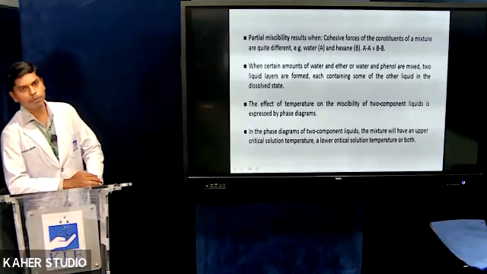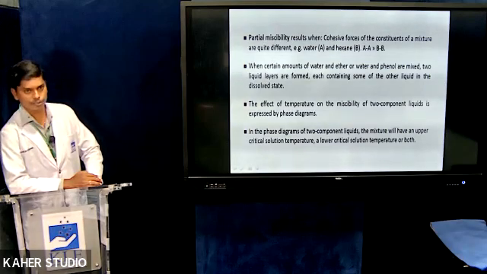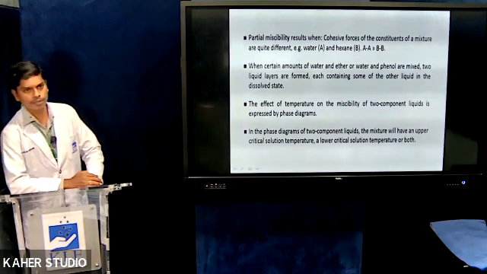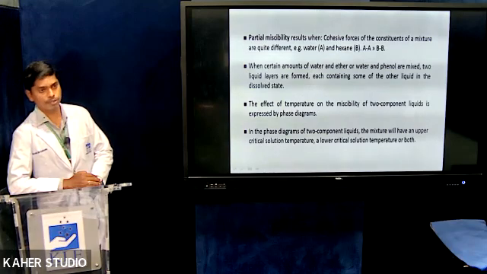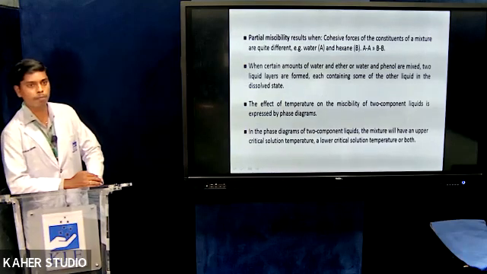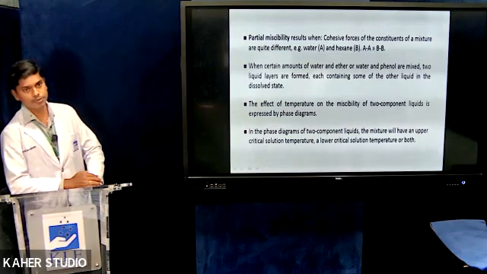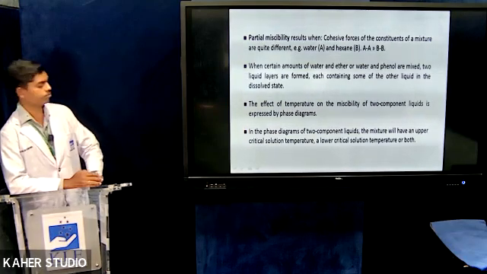The effect of temperature on the miscibility of these two-component systems is expressed using the phase diagram. So the phase diagram of any two-component system, such as the water and phenol system or the triethanolamine and water system. At the end, this mixture will have an upper critical solution temperature or lower critical solution temperature, which explains the phase behavior of these two-component systems.